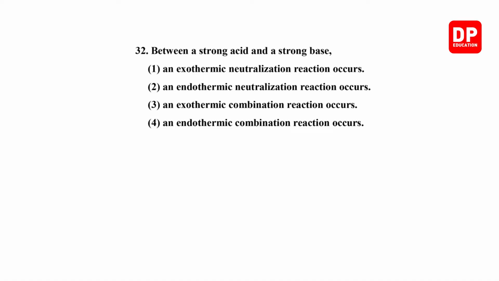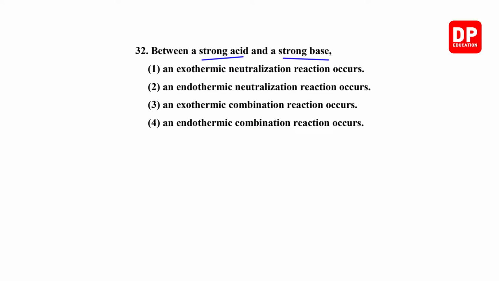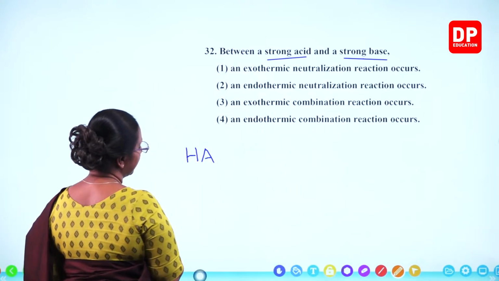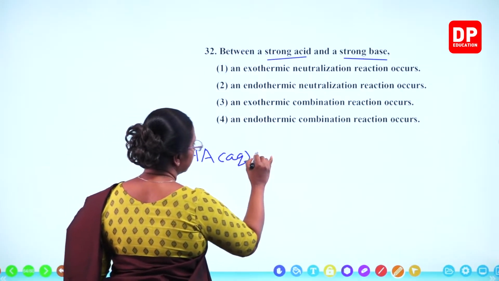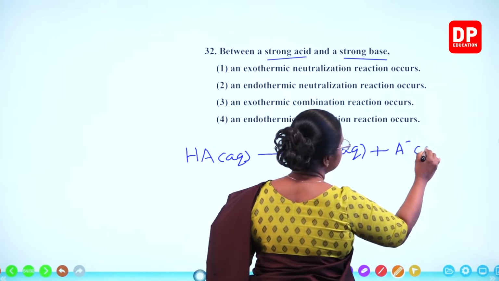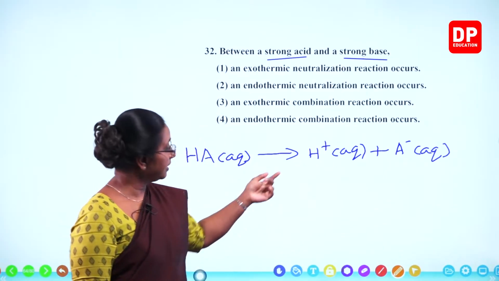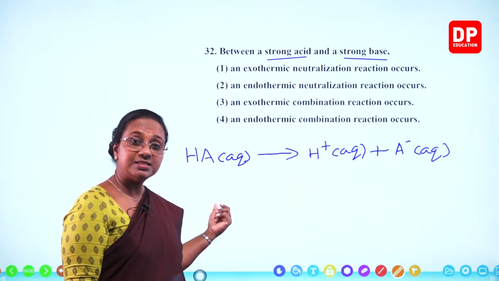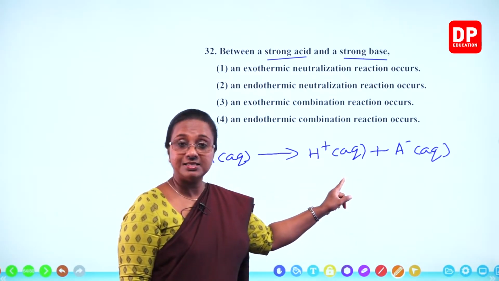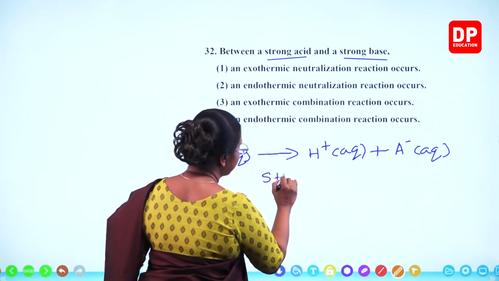32. Between a strong acid and a strong base. Now here 2 things. One thing it is acid and base, the other one acid and strong base. What is an acid? You all can remember, we can use a common equation. If we take HA as the acid in the aqueous solution, this completely dissociates to give H plus aqueous and the A minus aqueous. Say if this is hydrochloric acid, H plus ions and chloride ions. If it is nitric acid, H plus ions and nitrate ions. Or if it is sulfuric acid, H plus ions and sulfate ions. Always they give rise to H plus ions, then it is an acid. If it is a complete dissociation, then it is a strong acid.